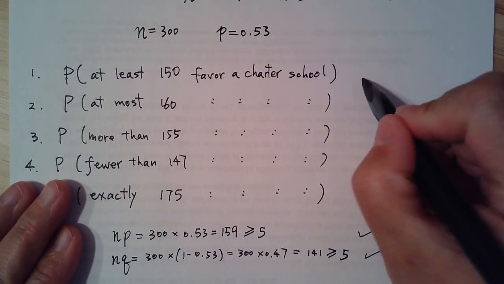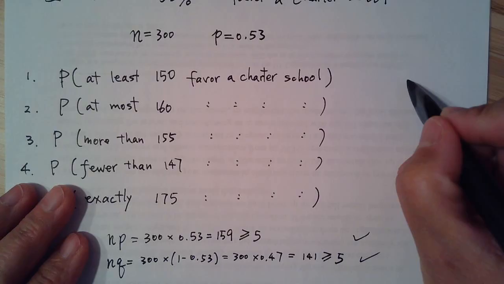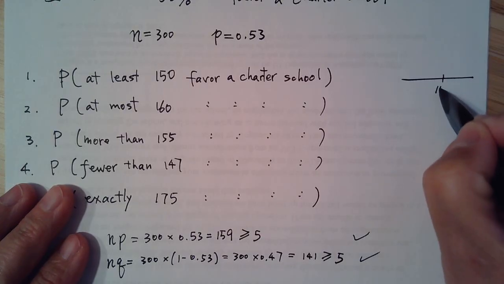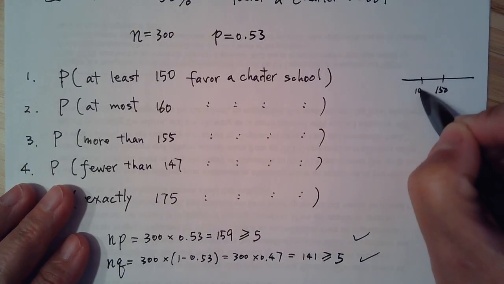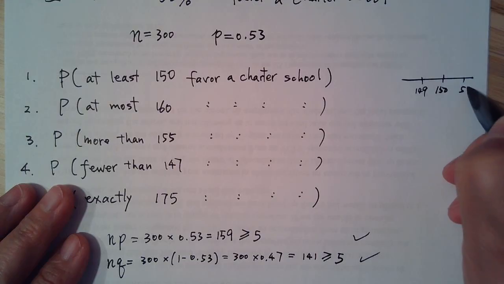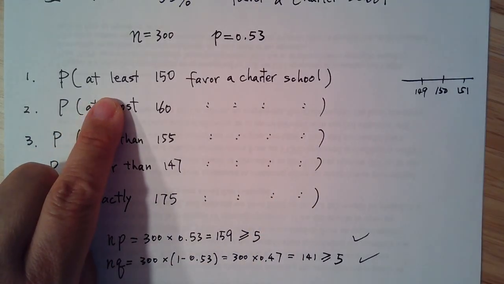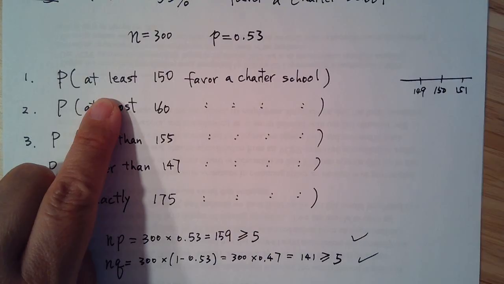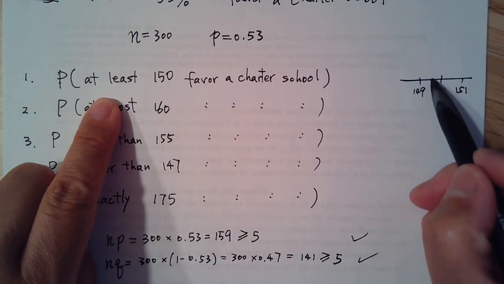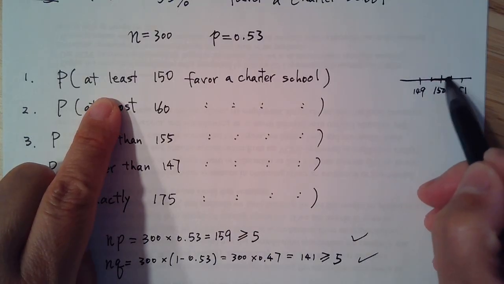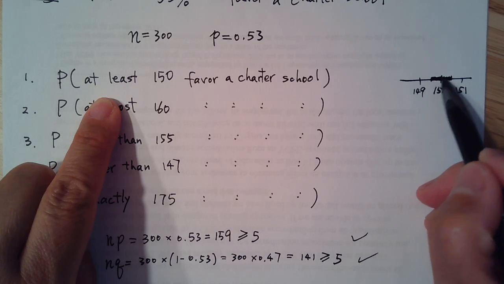Okay, so let's quickly talk about this. Here's 150, and here's 149, and here's 151. What is at least 150? At least 150 means 150 or more. So here is your 150, right? After you do this continuity correction.